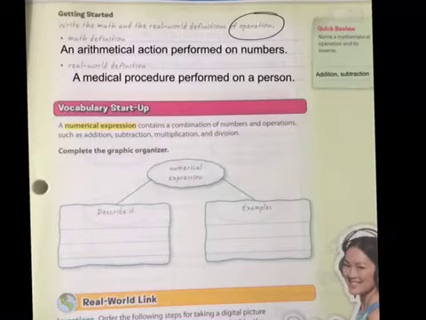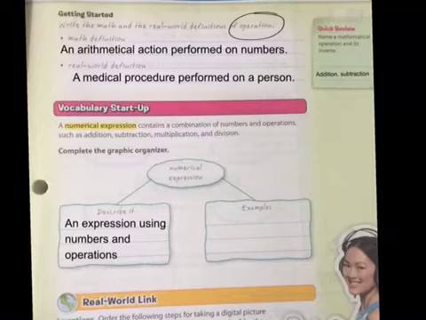Vocabulary startup. As I mentioned today, vocabulary in math is very important so that we know exactly what we're asked to do. A numerical expression contains a combination of numbers and operations, such as addition, subtraction, multiplication, and division. It's essentially what we called a number sentence back in fifth grade in Everyday Math. But a numerical expression is what we're going to be calling it in secondary now. Complete the graphic organizer so that we can identify what the word is. Numerical expression, what is it?